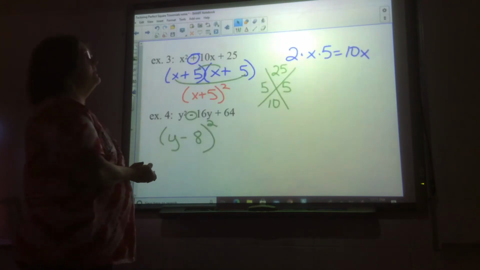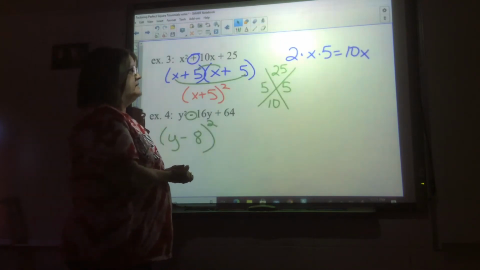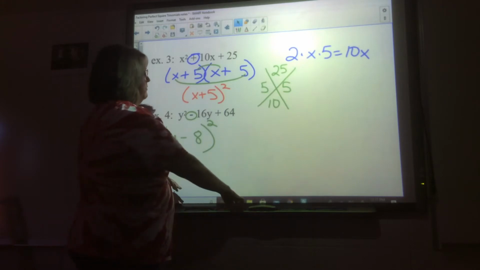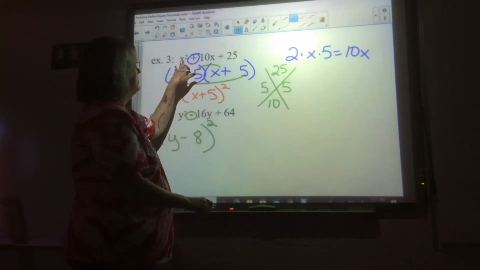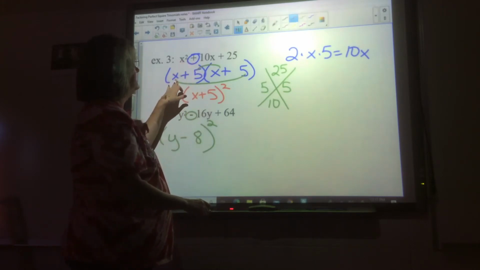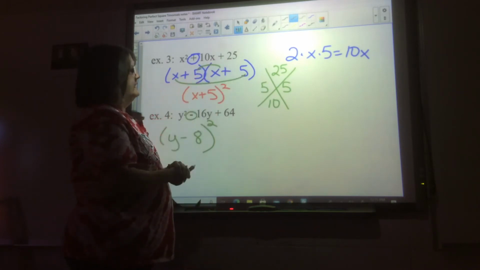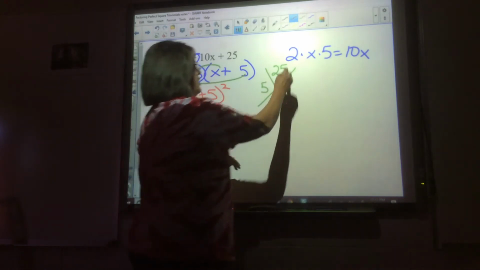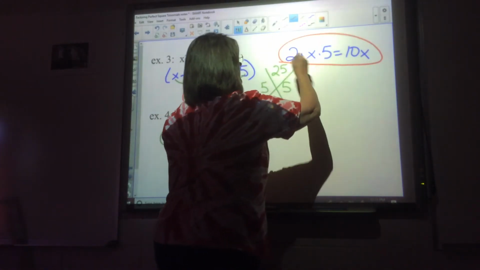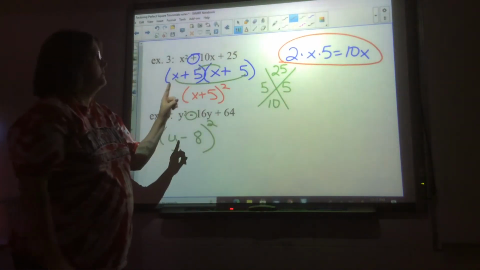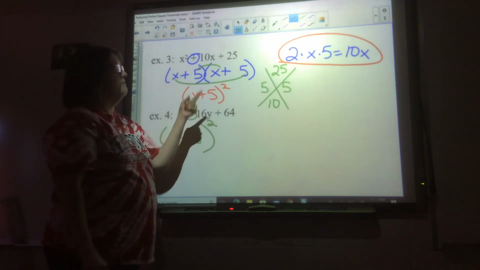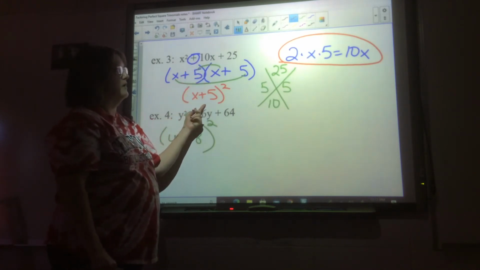All right, let's look at this one and see if it is a perfect square trinomial. Remember, you just square root the first term, that's x. Square root the last term, that's 5. And then you look to see if the middle term is 2 times the x times 5, and it is. This is a perfect square trinomial.